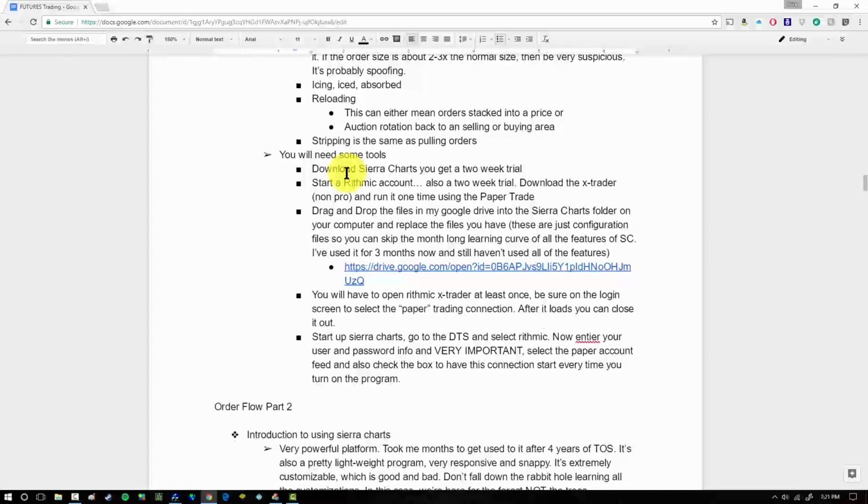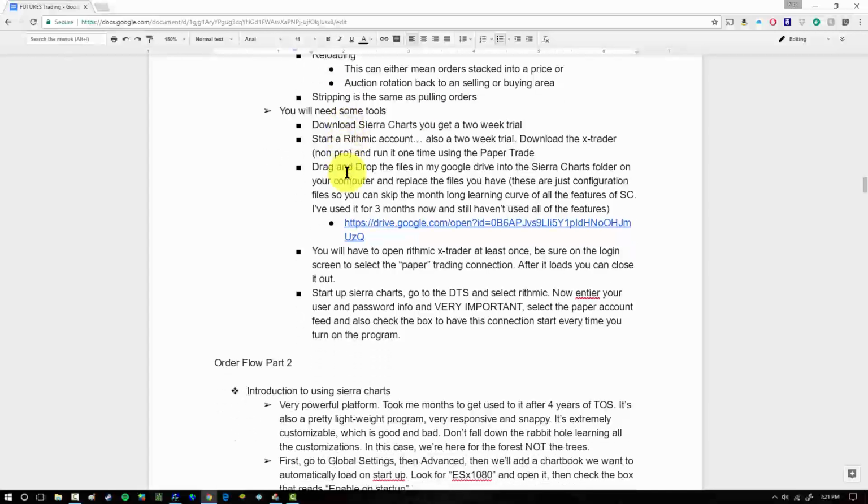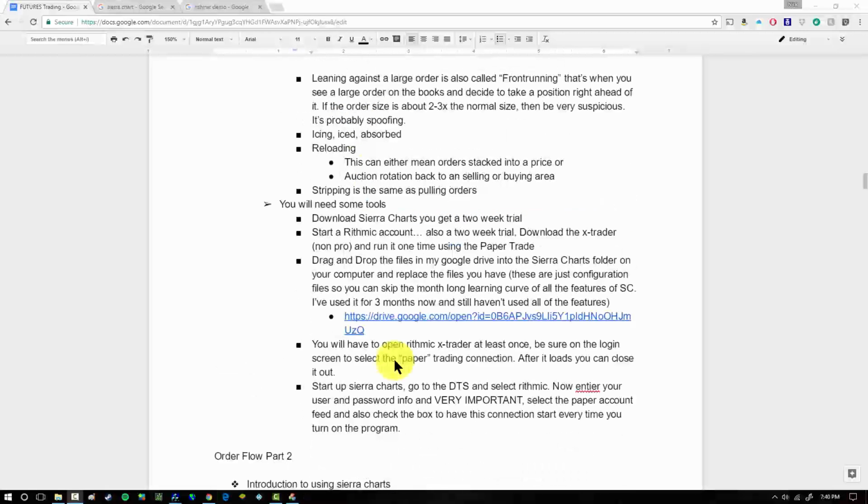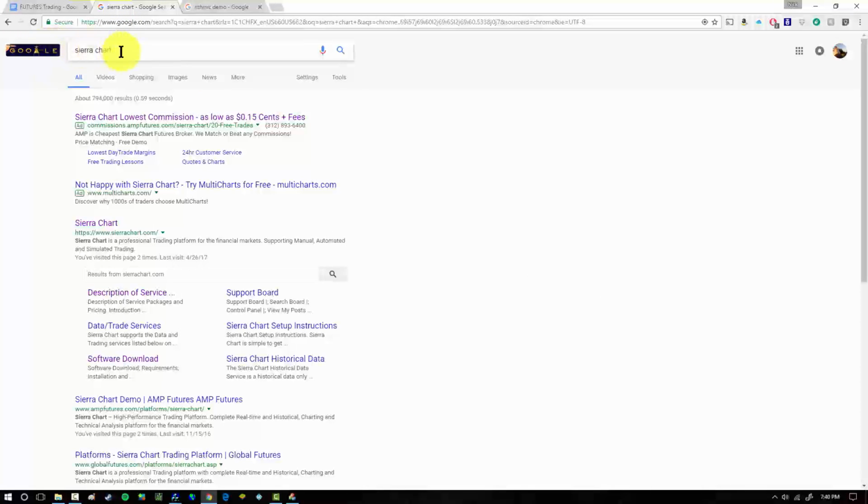So let's get to the tools. First up, you will need to download Sierra Charts. To get set up, you will need to download Sierra Charts and also start a Rithmic data feed account. To get Sierra Chart, just do a Google search for it. Skip these ads, and then you can find the Sierra Chart website.